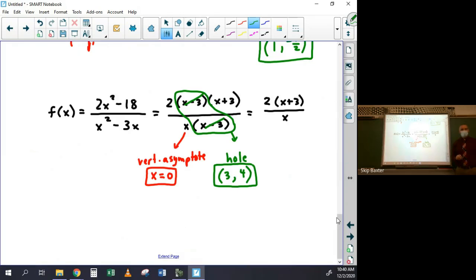Wait, why did you say 3? Because I know there's a hole at x equals 3, right? So the y-coordinate of this graph at 3 is the same as the y-coordinate of this graph's hole at 3. The graphs are identical in every way, except that one has a hole at 3 and this one doesn't. So I'm really figuring out what the y value of this one is at 3, which tells me the y-coordinate of the hole. Does everybody understand that?